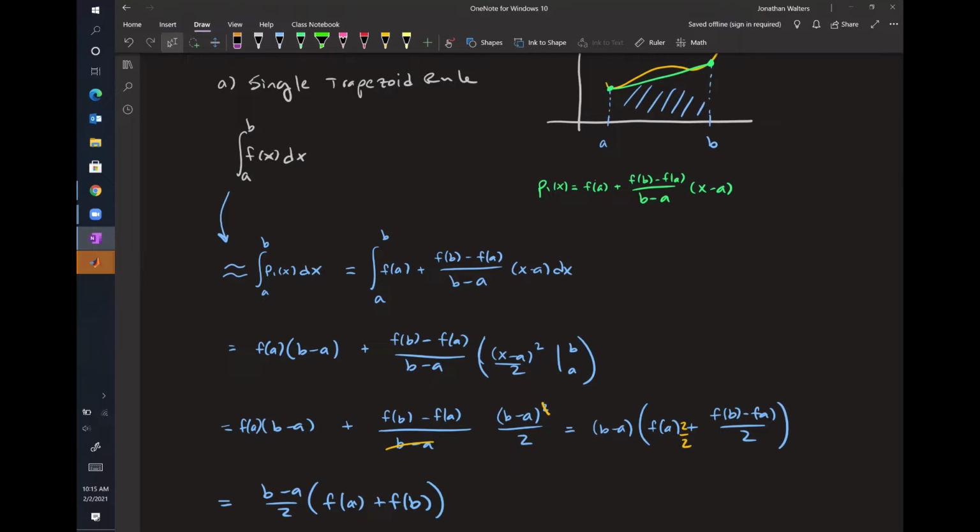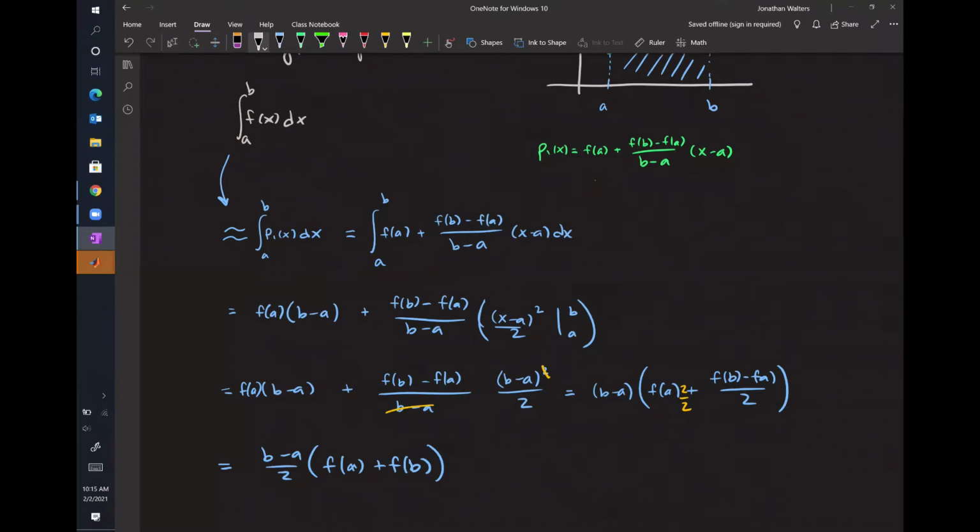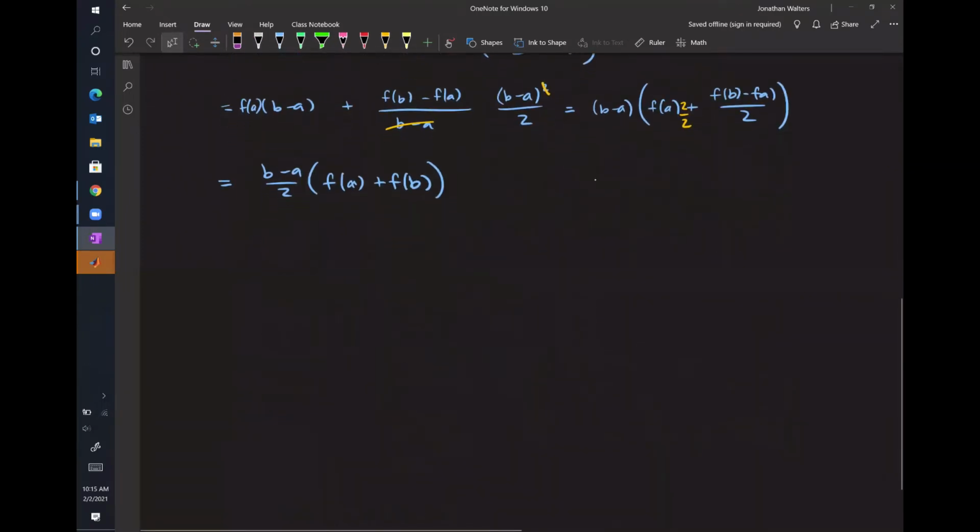How can we improve this? Well, we could cut up our x-axis into a bunch of little pieces and use a linear interpolating polynomial over each little piece. And that would give us a bunch of trapezoids, just like we did in Riemann sums. We could get the sum of a bunch of trapezoid areas, and that would be a better approximation. So that's part B, the composite trapezoid rule.